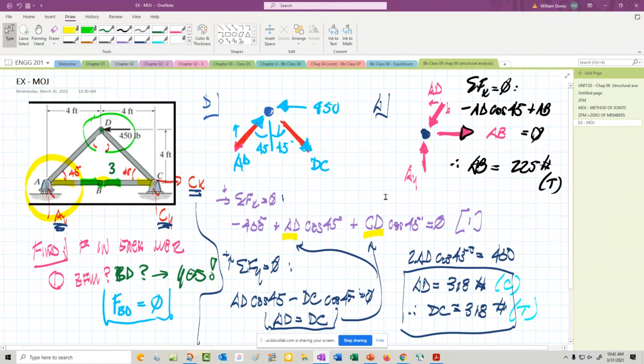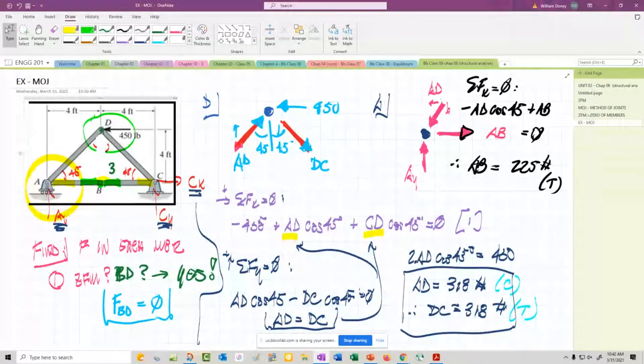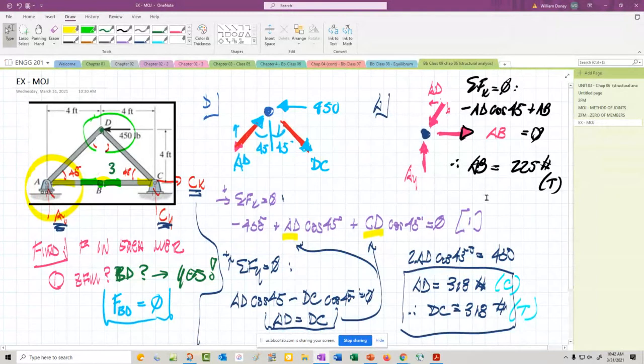And there I've gone through all of that solution. All right, questions on that problem? It's a nice little problem there.